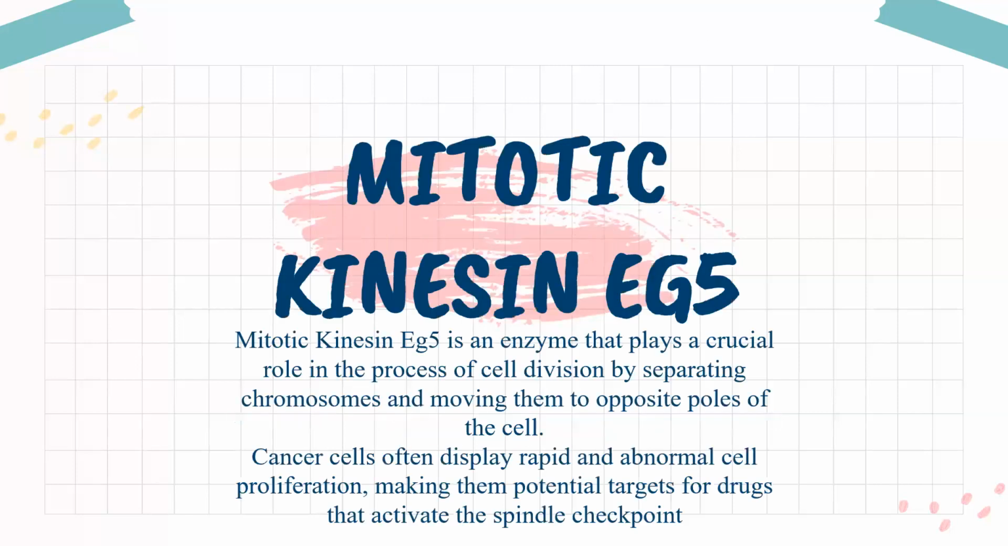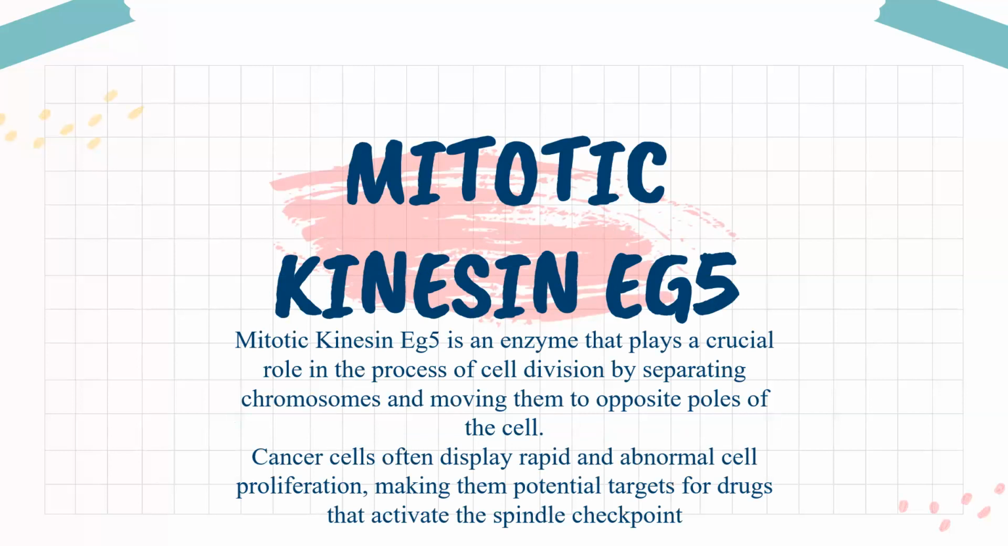So the first thing is, what is mitotic kinesin EG5? What is that protein, or that enzyme? This enzyme is really important. It plays a very crucial role in the process of cell division by separating chromosomes and moving them to the opposite poles of the cell. This is a really important step in cell division.